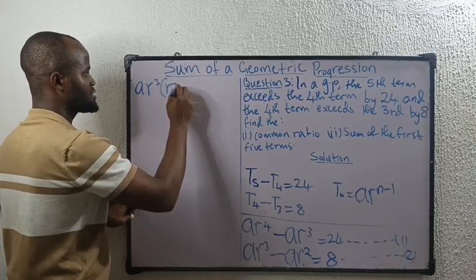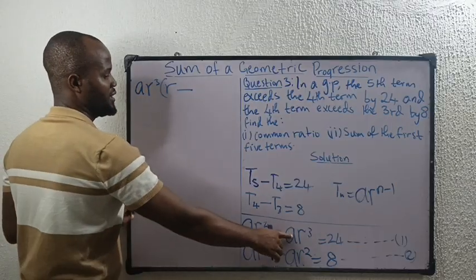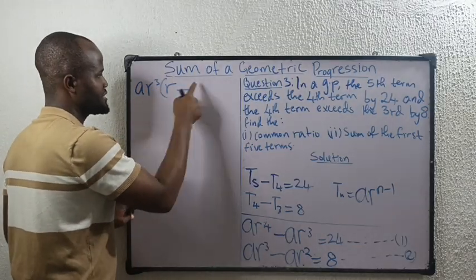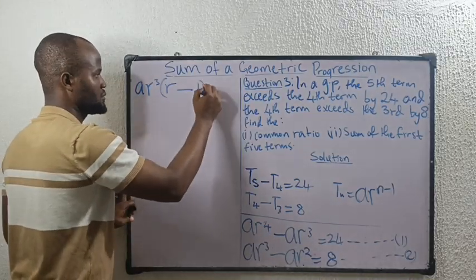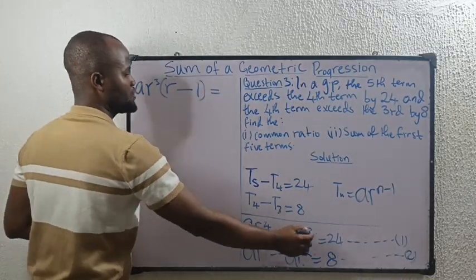So minus AR raised to the power of 3 times what will give you AR raised to the power of 3? That is times 1, equals 24.